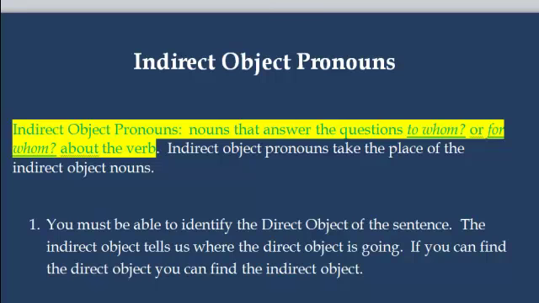Indirect object pronouns, what are they? Well, they're nouns that answer the questions to whom or for whom about the verb. Indirect object pronouns take the place of the indirect object nouns. Okay, the first step is to identify the direct object of the sentence. We have been working with direct object pronouns in class, so determining what the direct object of the sentence is should be a little easier now. The indirect object tells us where the direct object is going. If you can find the direct object, you can find the indirect object.